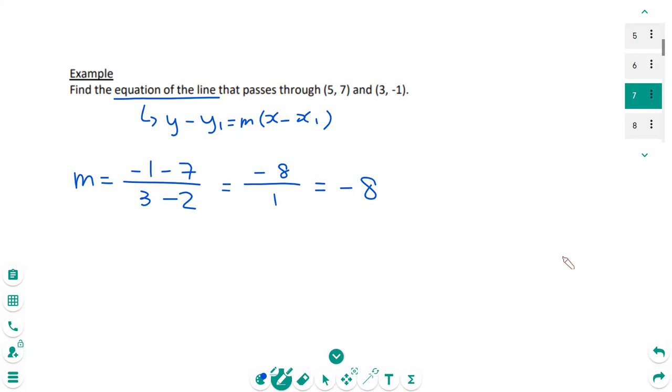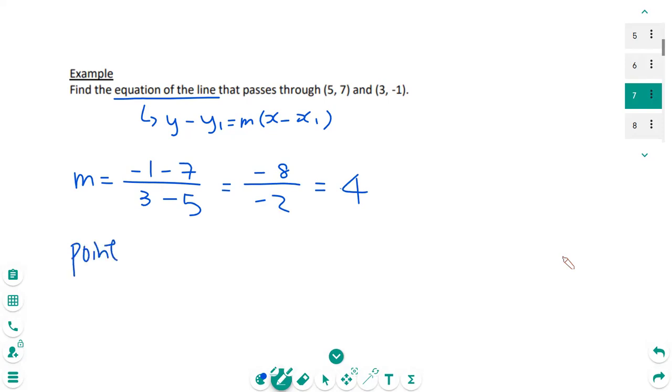Am I doing it right? 3 minus 5, where did 2 come from? Just checking if you're listening. Minus 1 minus 7 is minus 8, and 3 minus 5 is minus 2. So the gradient is 4.